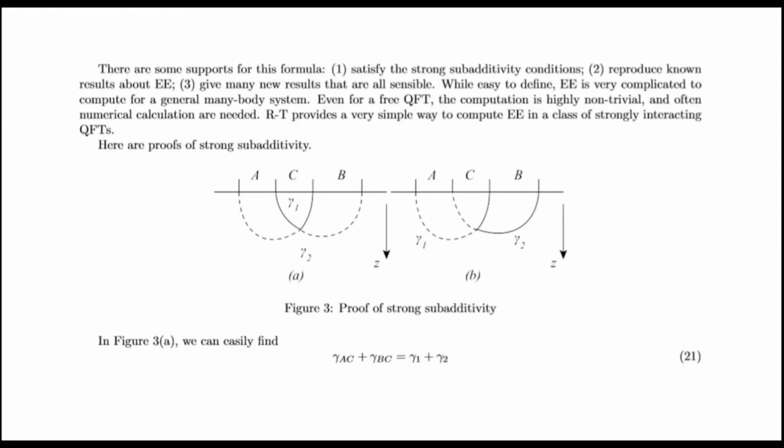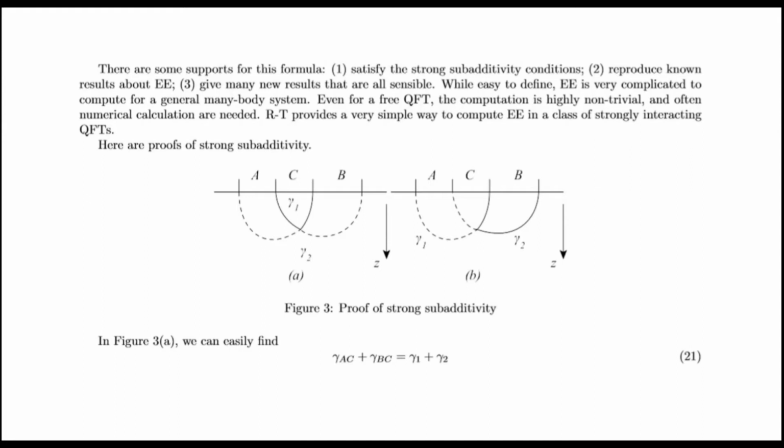While easy to define, entanglement entropy is very complicated to compute for a general many-body system. Even for a free quantum field theory, the computation is highly non-trivial and often numerical calculations are needed. RT provides a very simple way to compute entanglement entropy in a class of strongly interacting quantum field theories. Here are proofs of strong subadditivity.